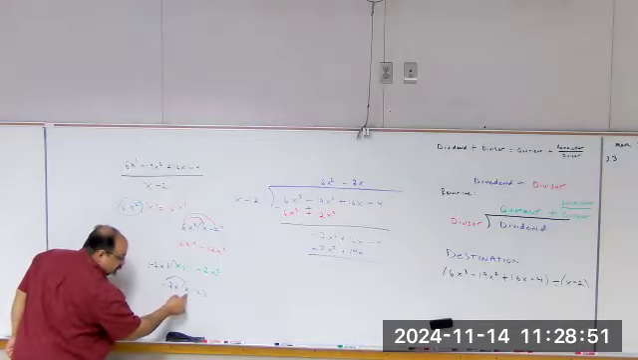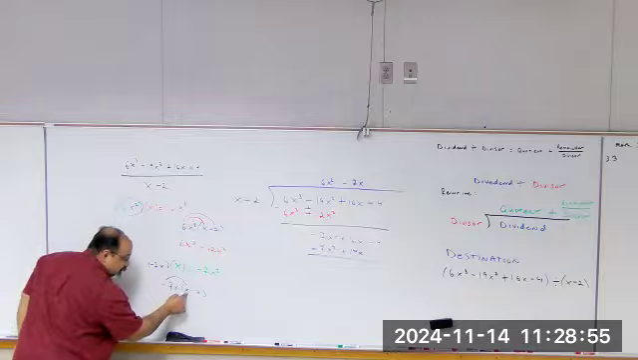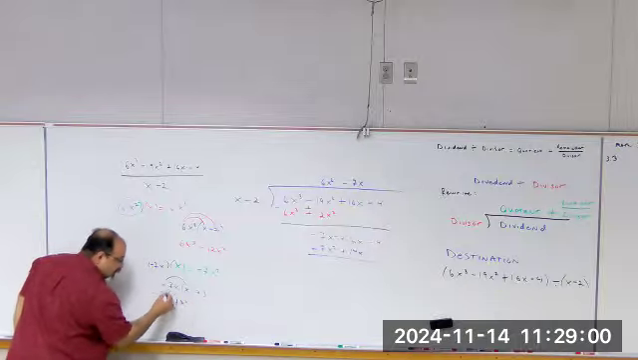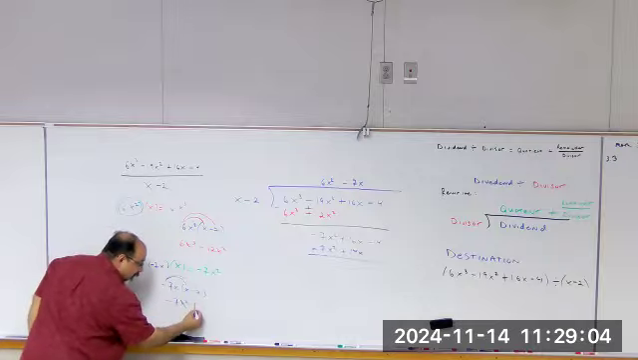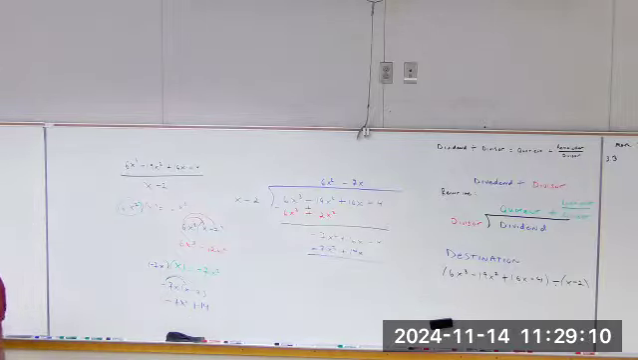Negative 7x times x. Negative times a positive is a negative. 7x times x is negative 7x squared. Negative 7x times negative 2. Negative times negative, that's a positive. 7x times 2 is 14x, positive 14x. But it's distribution.